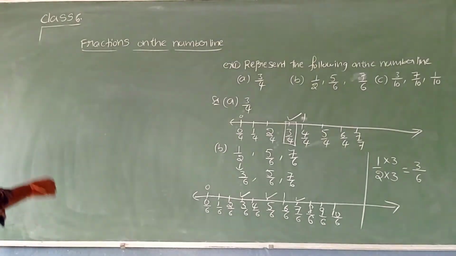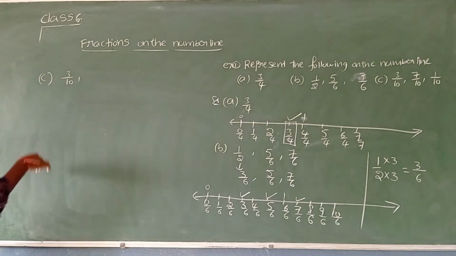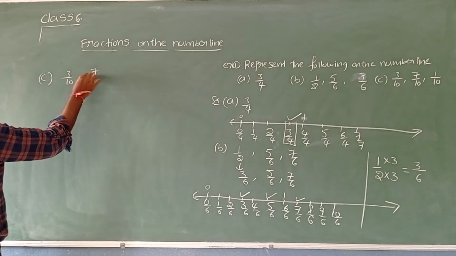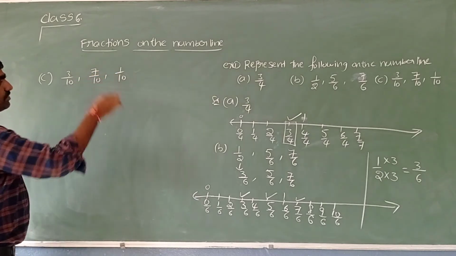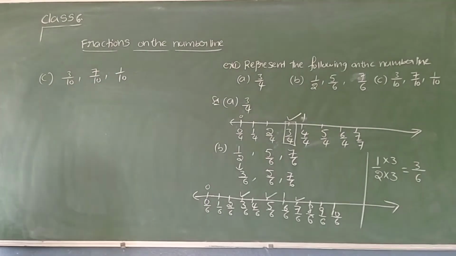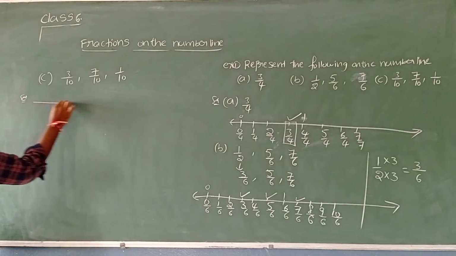Similarly, C, you can see C1, beta. What is C1? 3 by 10, comma, 7 by 10, comma, one more is 1 by 10. Yes, all the fractions are like fractions only, so we can represent them easily on the number line. Let's see the solution here.